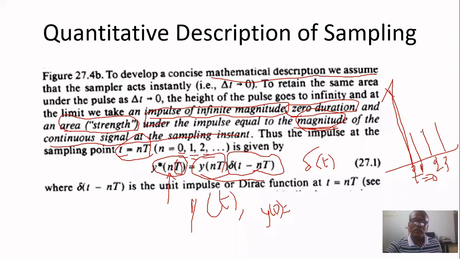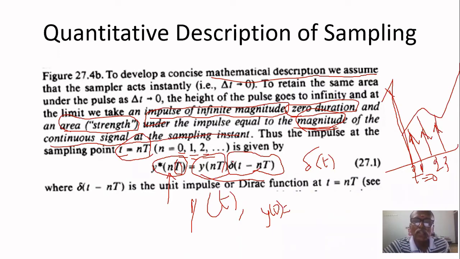Like that we are sampling. So how to represent the sequence of shifted or delayed impulses? An impulse is taken here, here, and here, multiplied with the magnitude of the signal.